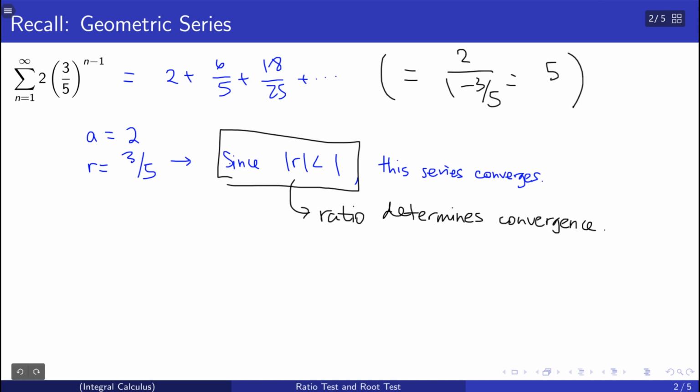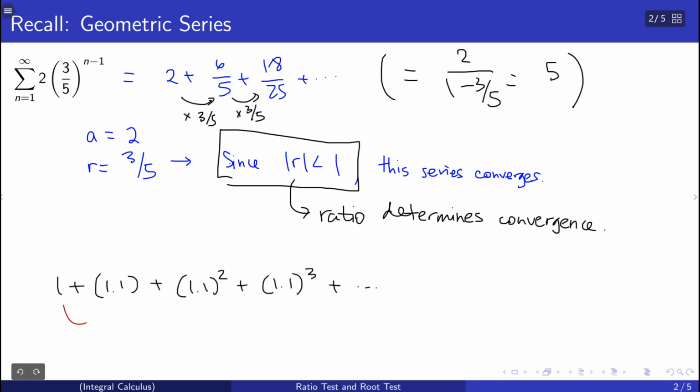So in other words, since we know that each term in your series is simply 3/5 of the previous term, then that's enough to tell us it's convergent. Whereas if you had a geometric series like this, for instance, 1 plus 1.1 plus 1.1 squared plus 1.1 cubed, and so on, from term to term, they're getting larger and larger because you're multiplying by a ratio that's larger than 1. And this is divergent.